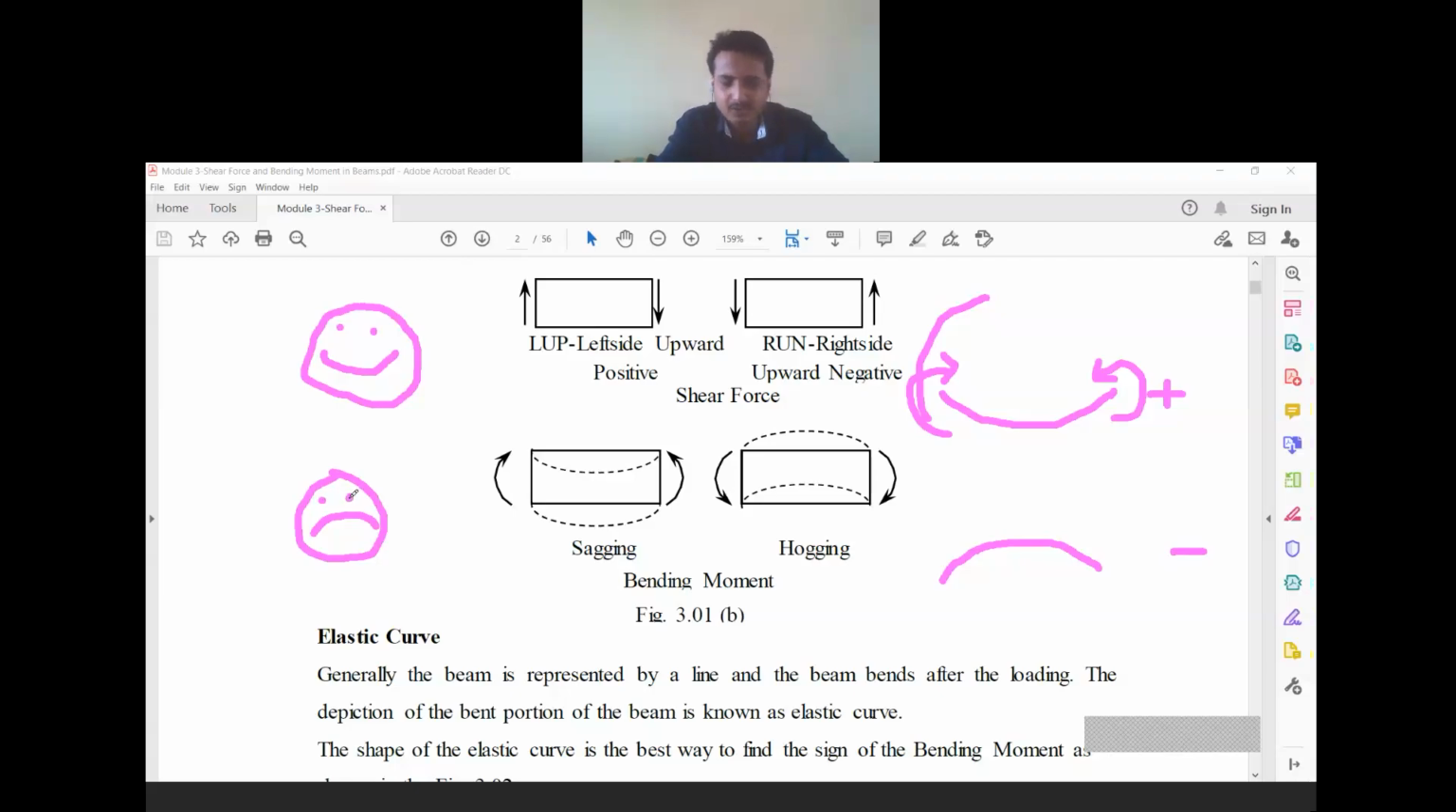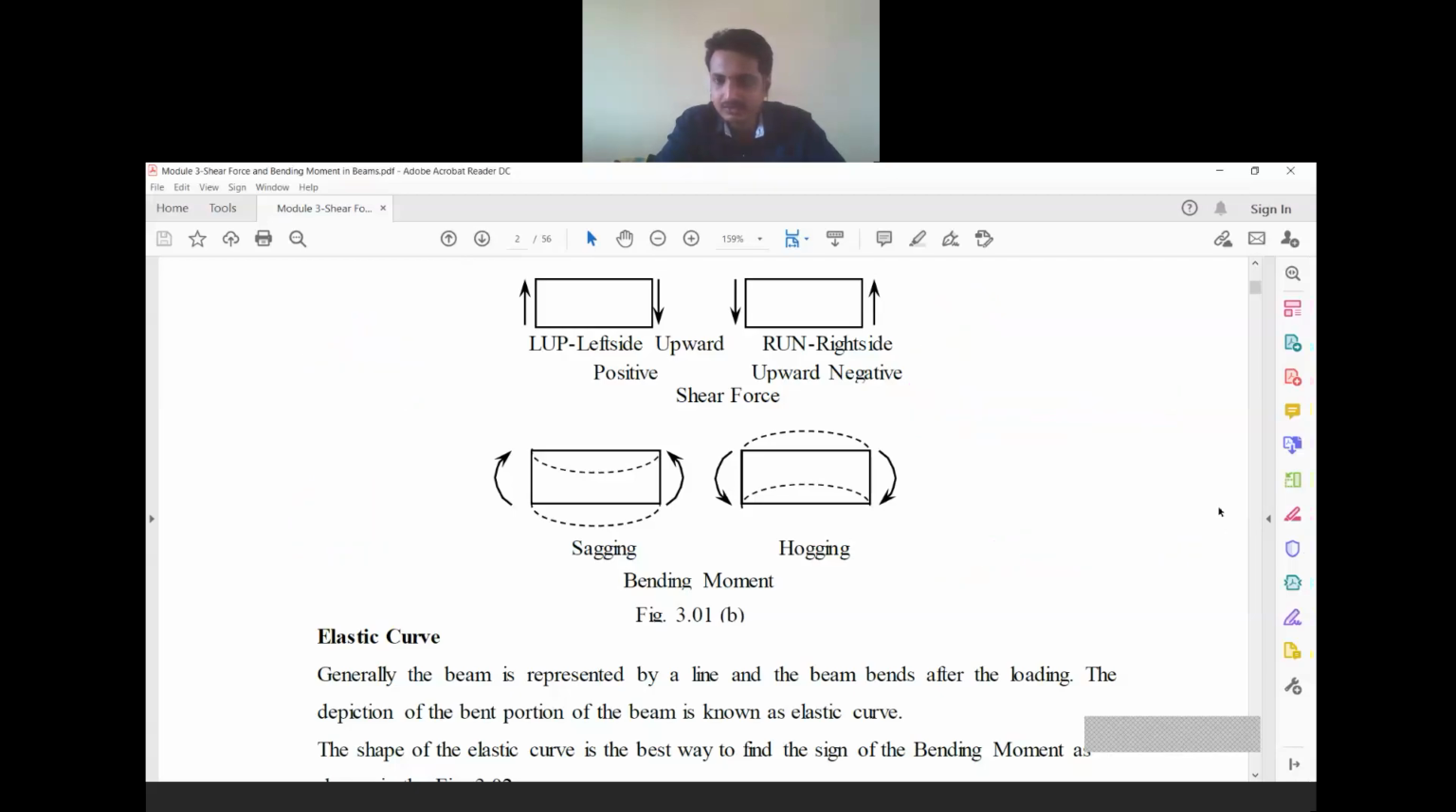So this is just a crude method to understand the concept. If you have a smiling face, that is sagging, it is positive; hogging is negative. Don't get confused here. This is very simple. Whenever you have sagging bending moment, it is positive. Whenever you have hogging bending moment, it is negative. Okay. Hope it is understood.